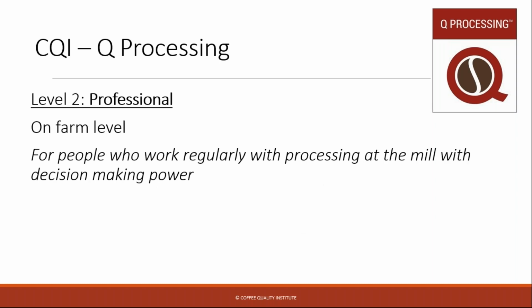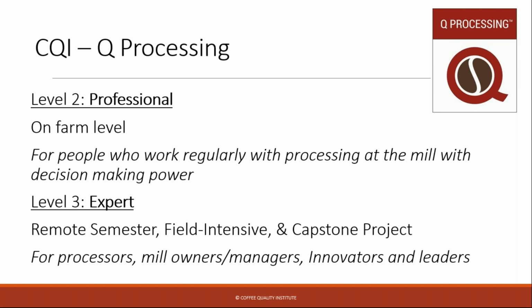We also, as a part of our Q processing curriculum, have a level 2 and a level 3 course. Our level 2 course is the on-farm level, and it's designed for people who are working regularly with processing at the mill, and hopefully with some decision-making power so that they can implement the knowledge that they've gained in the class. And the level 3 class is really for processors, mill owners or managers, and innovators and leaders in processing.